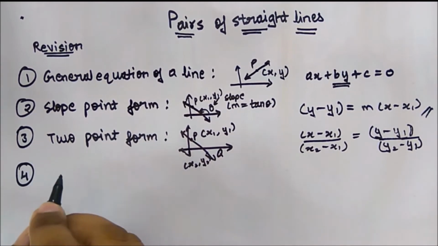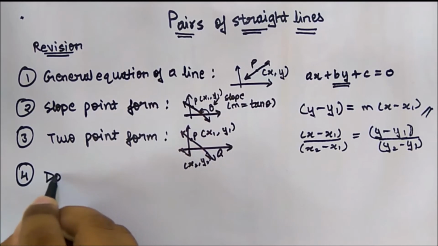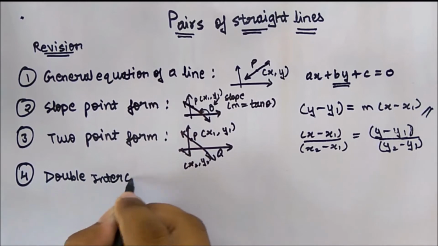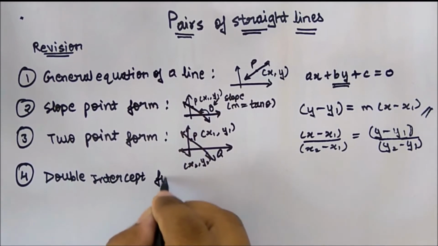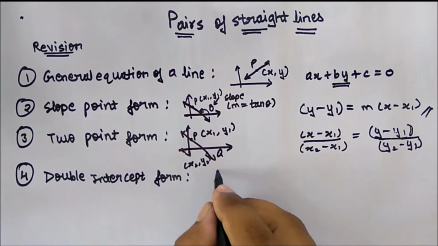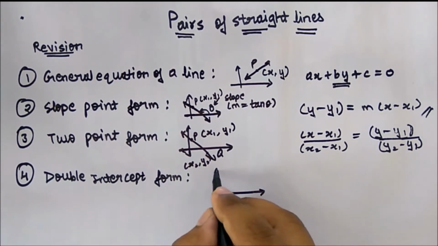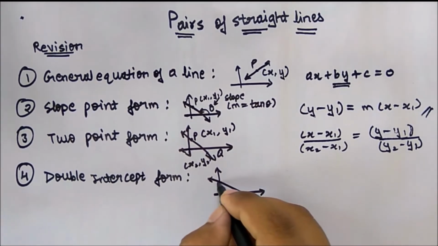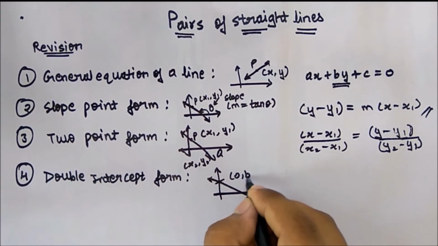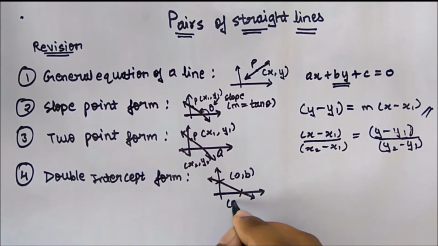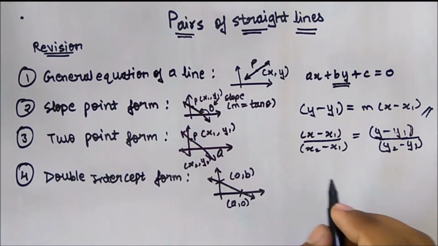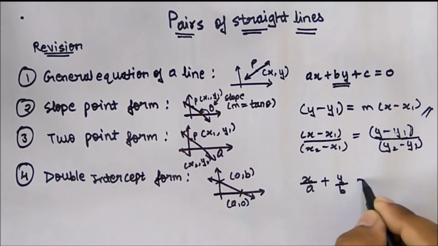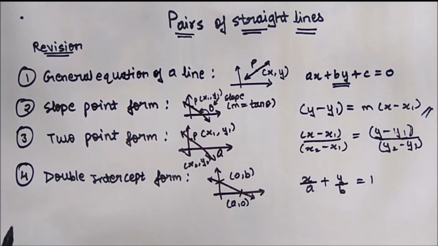Next one is the double intercept form. In this form we used to have the x and y intercepts of our required line. This is the y-intercept (0, b) and this is the x-intercept (a, 0). Then we use this equation to find the equation of this required line.